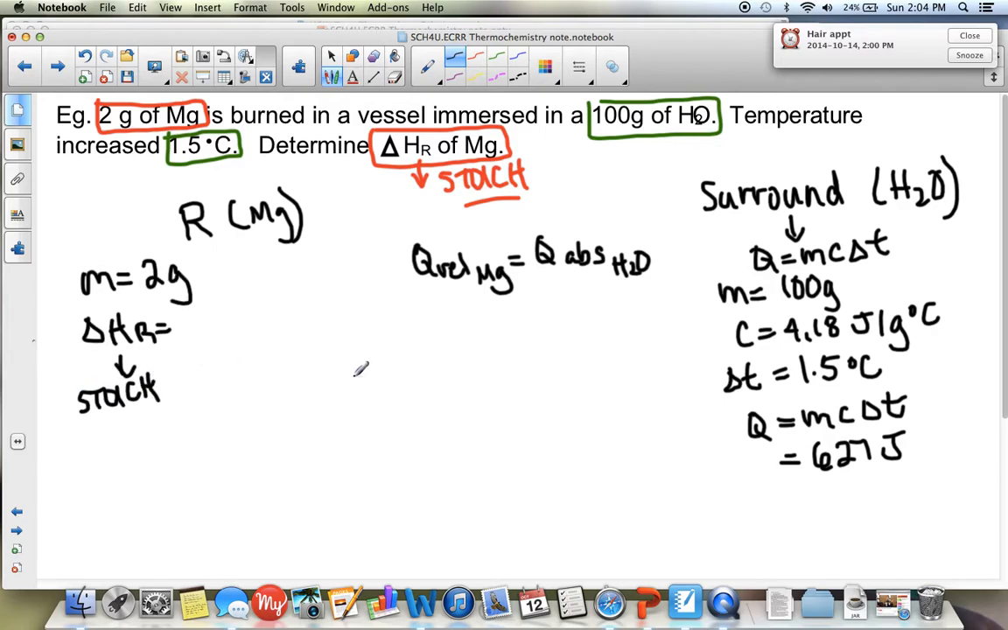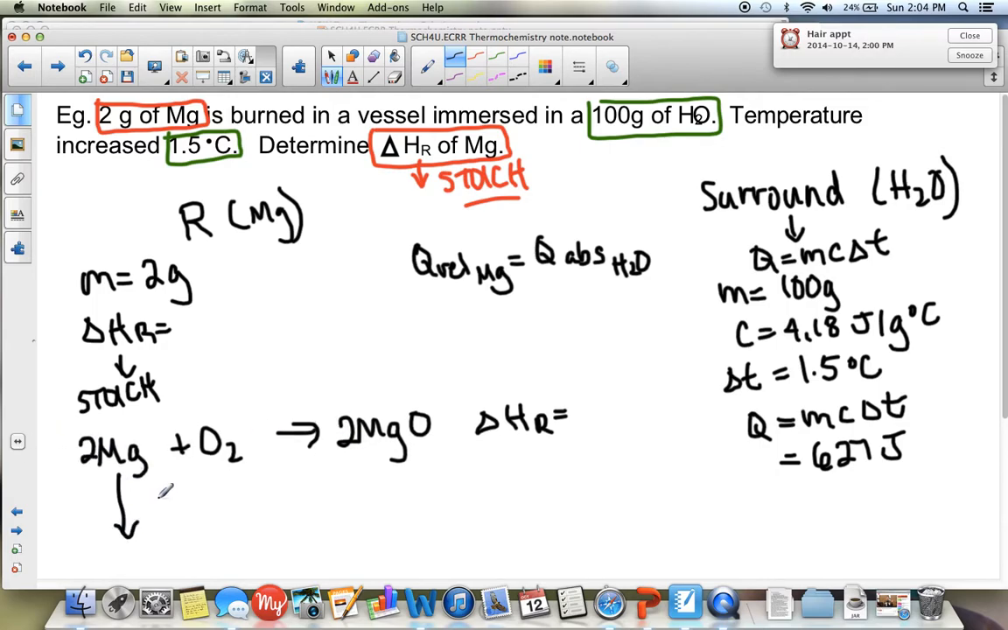So we don't need to do anything else in terms of the surroundings, but what we do need to do for the reactants is write out a balanced chemical equation for the combustion of magnesium. So magnesium plus oxygen, which always travels as a diatomic, produces magnesium oxide. And then there's our heat of reaction. We need to balance our chemical equation. Now, we know that in this reaction, we have 627 joules. This is our question mark.